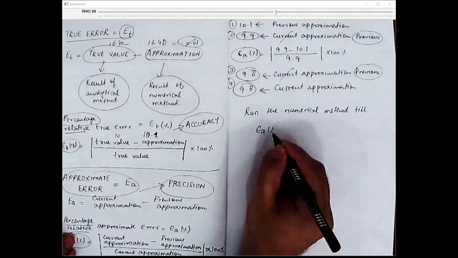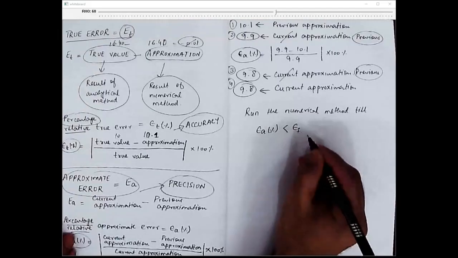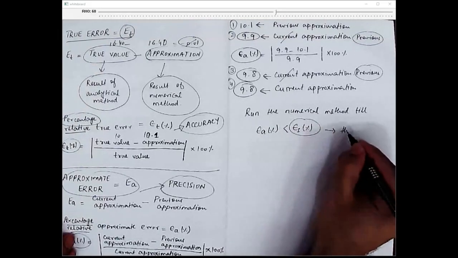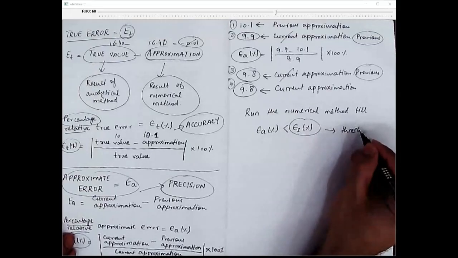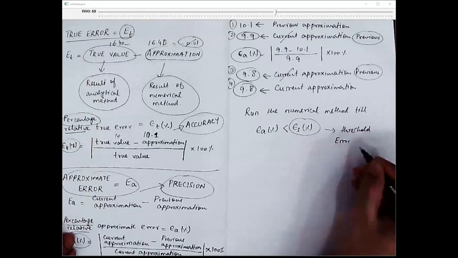EA is less than a threshold. We call it ES, percentage. This is called a threshold, which we can set, or in some cases I call it error tolerance.